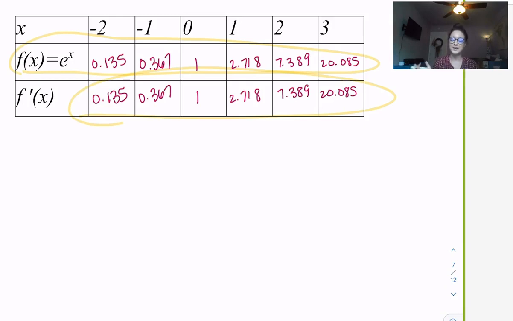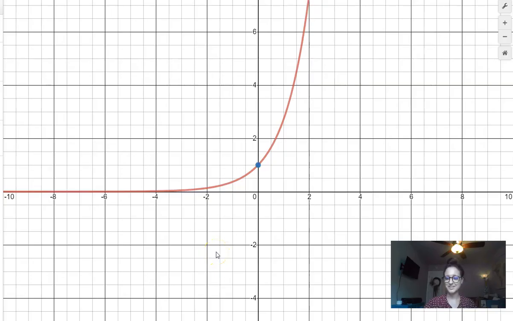This is the only non-zero function that has this property that f of x is the same as f prime of x, okay? In other words, whatever x value I pick, the y value there is exactly the same as the slope. So let me show you an example.